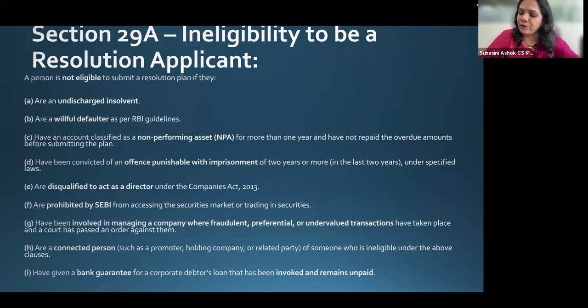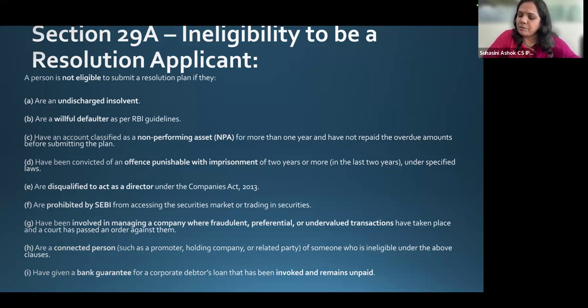At that time, you have to ensure whether the personal insolvency resolution process is running against them, and the process is still under adjudication, or the personal guarantor is yet to submit the repayment plan. He is not an undischarged insolvent. If the process is running for a bankruptcy trustee also, he is not an undischarged insolvent. So we have to ensure that, for a person to qualify as ineligible, undischarged insolvent means there should be a court order.